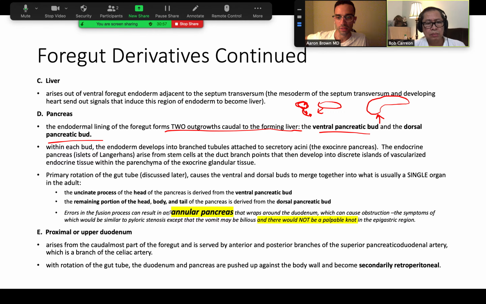Now, important things about this, you're going to see vomit, except that vomit may be bilious. It may not be bilious. It depends on whether bile is able to exit through the sphincter of Oddi and into the digestive tract. If it is, you're going to get bilious vomiting. If it's instead emerging post obstruction, you're not going to have bilious vomiting. So that is not a total requirement. But one thing that you may look for is the lack of a palpable knot in that epigastric region. Okay, great.